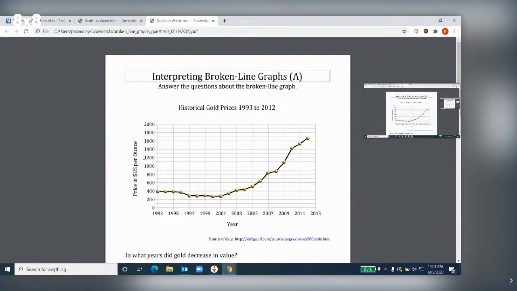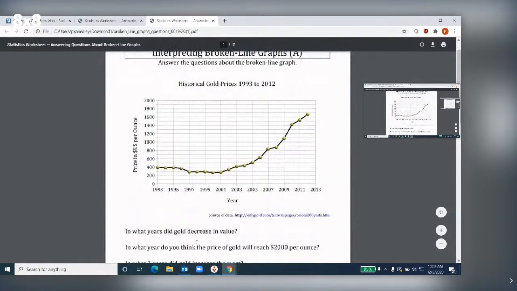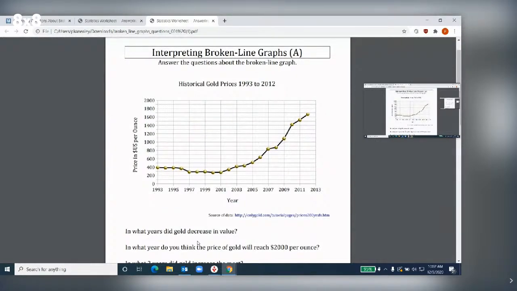Okay, so this one we're going to start. If we look at the first question, you're going to see in 1993, gold was about $400. Okay, and then the next year you can see in 1994, it goes down just a hair. So what the first question is going to ask you is, in what years did gold decrease in value? So what we're going to have to look at is we're going to pair the dot on the left with the dot on the right. So in 1994, it went down.